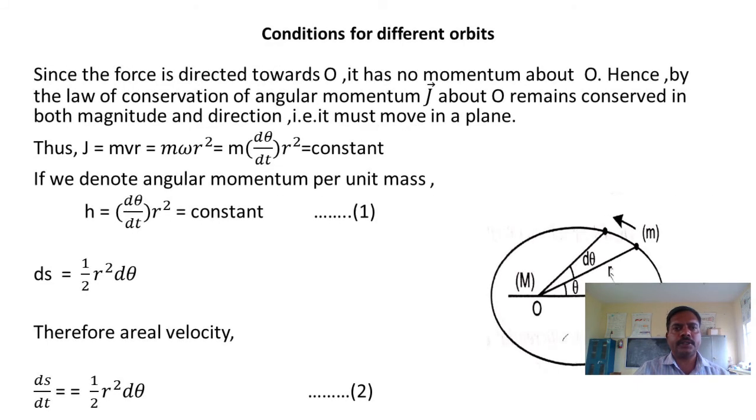Conditions for different orbits. Since the force is towards the center, it has no torque about O. Hence, by the law of conservation of angular momentum, vector J about O remains conserved in both magnitude and direction. That is, it must move in a plane. If we denote angular momentum per unit mass, h equals r square d theta by dt equals constant, this is taken as equation 1. ds equals half r square d theta. Therefore, aerial velocity ds by dt equals half r square d theta by dt.